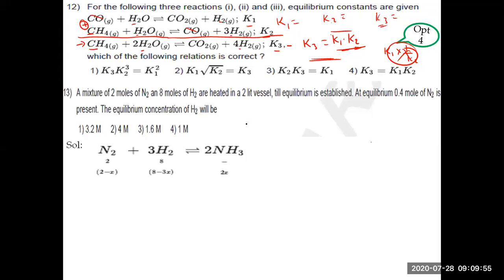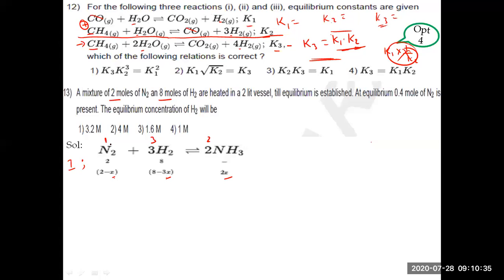Okay, I'll take the solution. See, this is the equation, right? N2 plus 3H2 gives 2NH3. How many moles of N2 are taken? 2 moles. H2, 8 moles. Initial number of moles. Now, how much has reacted? Out of 1 mole, let's say X mole reacted. For 1 mole, X mole reacted means for 3 moles, how much will have reacted? 3X. Correct, no? If 1 mole combines with 3 moles, 2 moles will be formed. But 1 mole is not combining completely. So X mole is combining with 3X mole.